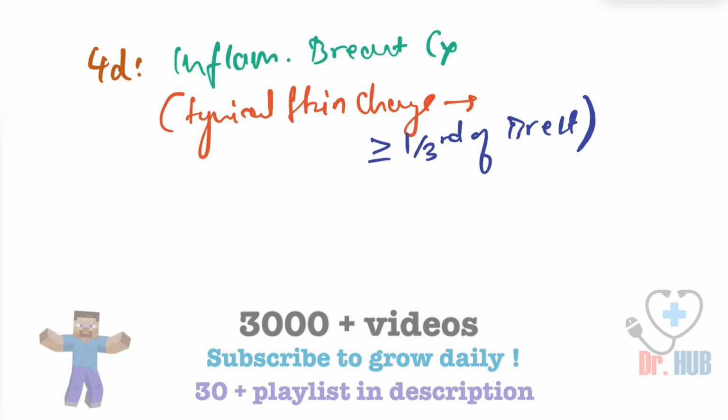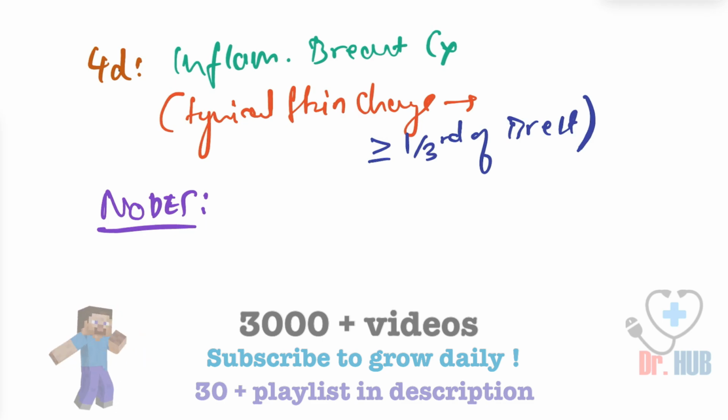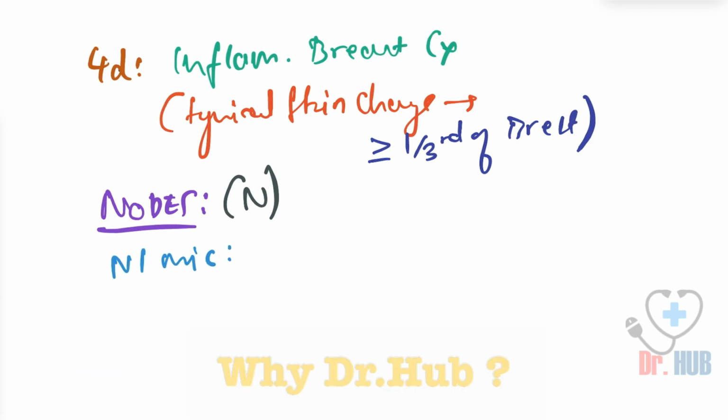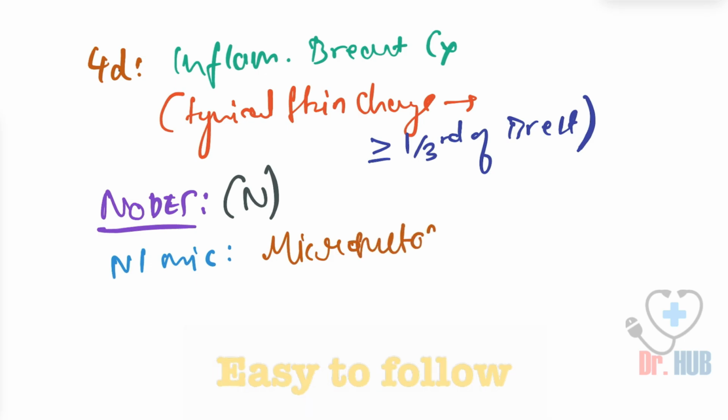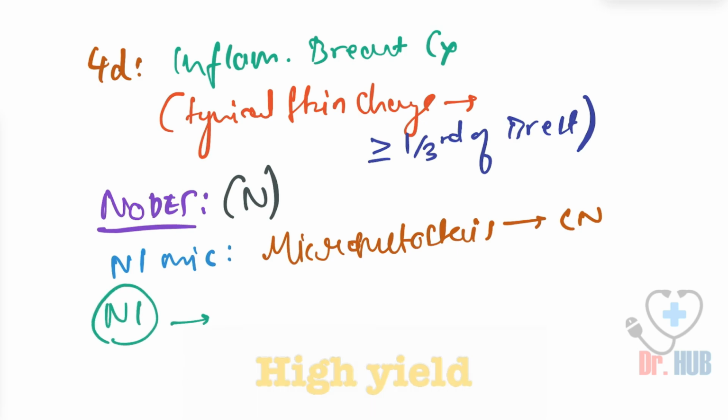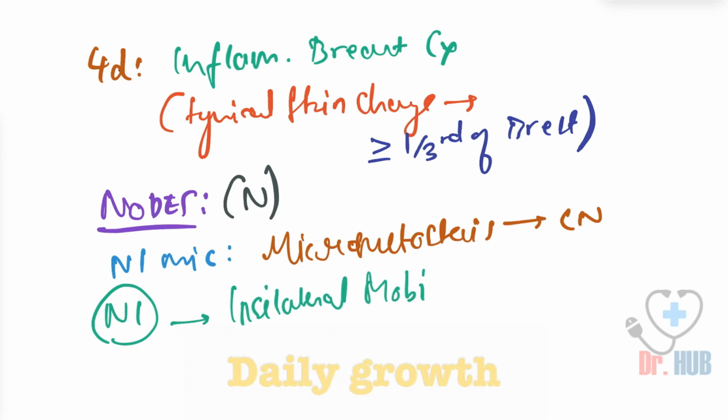Next we look at the nodes. So nodes are written as N. First, N1 MIC refers to the micrometastasis to the lymph node. Then we have N1. What is N1? N1 means there is an ipsilateral mobile axillary lymph node.